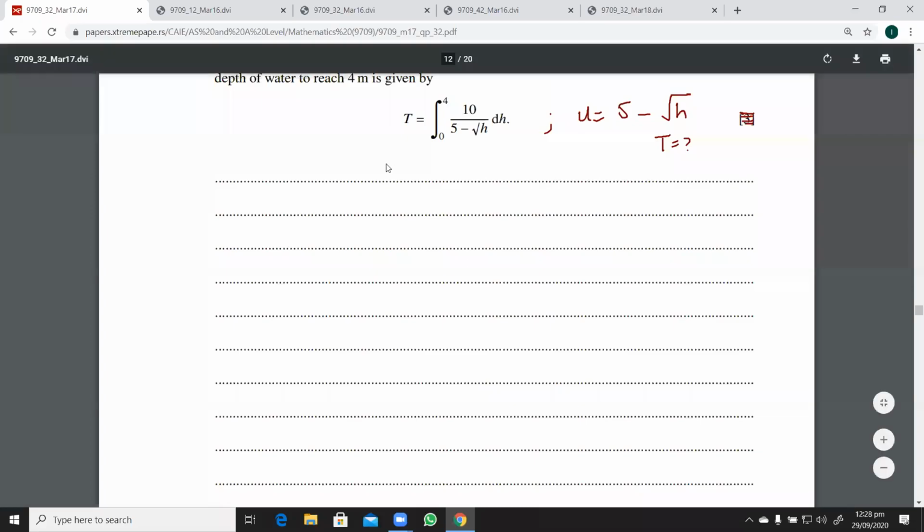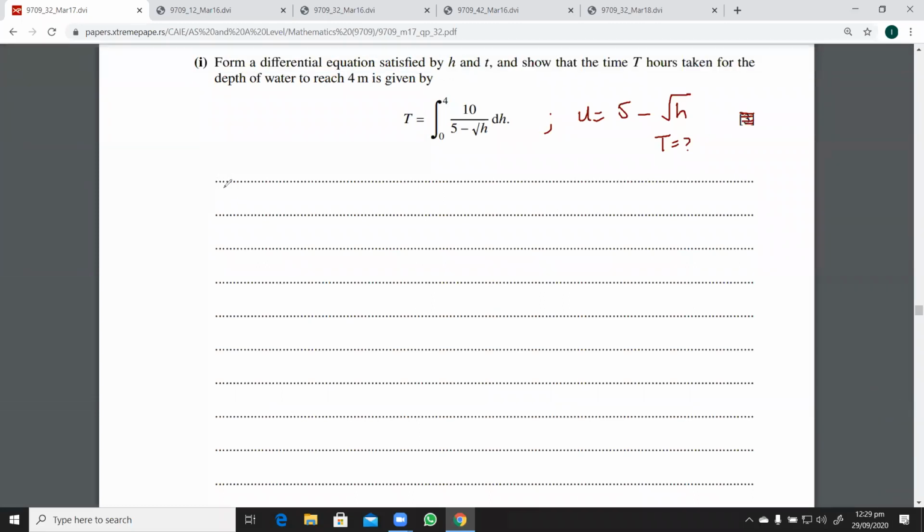It's a simple question on integration by substitution, okay? The second part says that using this substitution, you find the t, okay? So let's start this. I have this t that is equal to the limit. I'll not be writing the limits right now here. This is going to be 10 over, I'll simply be writing u here, because 5 minus under root h is to be substituted by u.